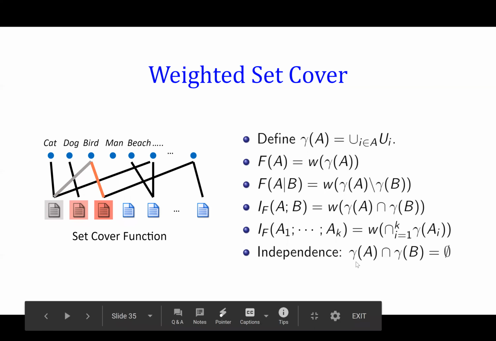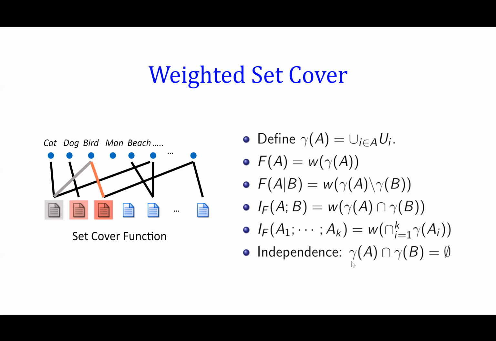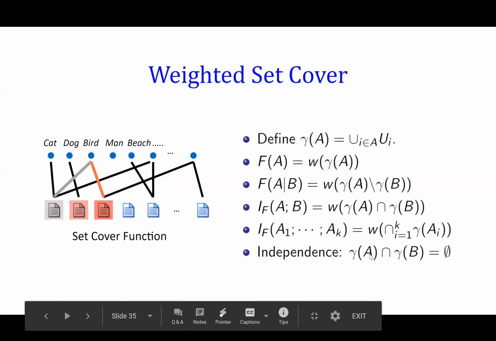Similarly, two sets are independent not necessarily because they are disjoint, though they could be disjoint, but because they cover different concepts. So there is no concept that is shared between A and B. Again, this is very intuitive if you look at it from a set cover perspective.